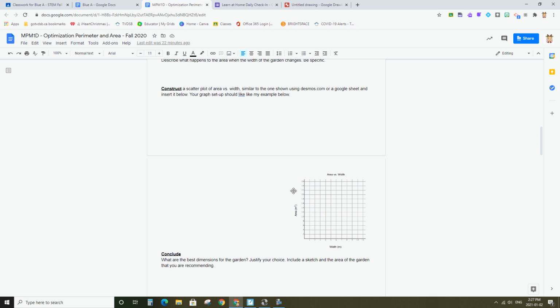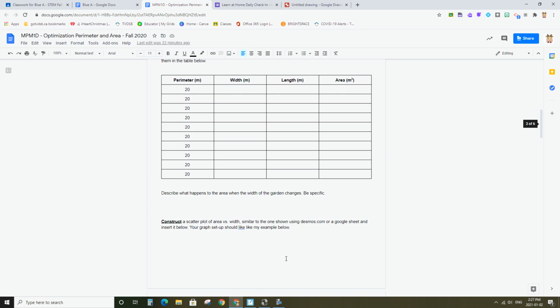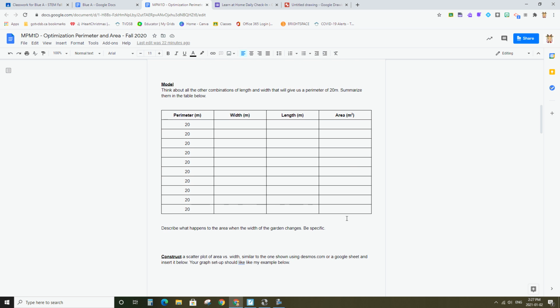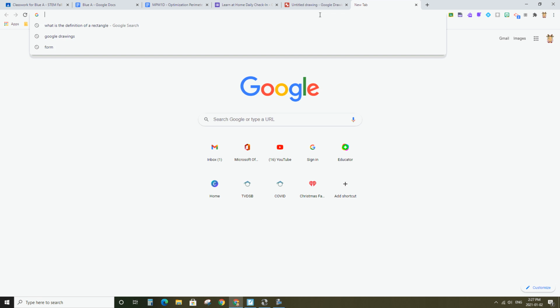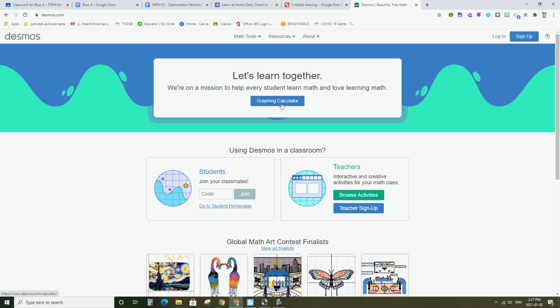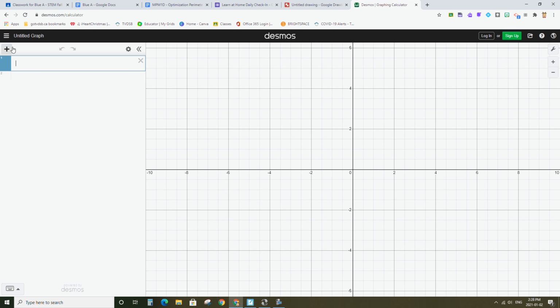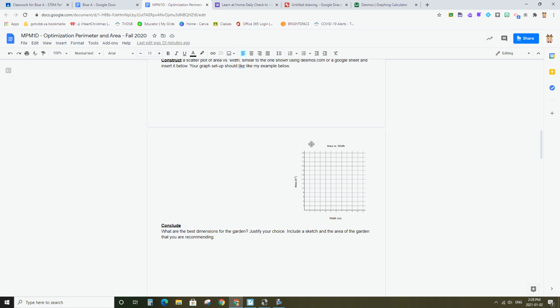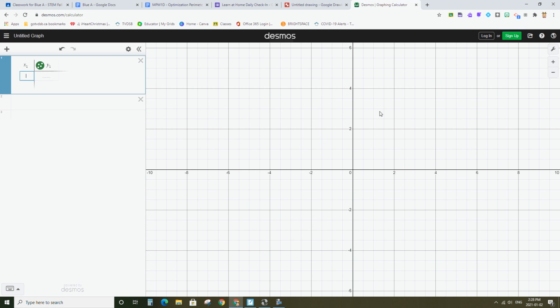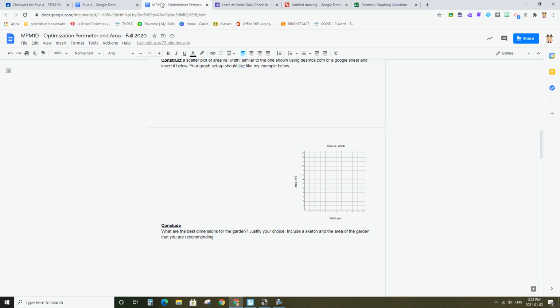And when you get to this part down here, you're going to be creating a graph. So you want to create a graph of area versus width. You're going to be graphing width versus the area, and you're going to create your graph digitally. You can use Desmos. Maybe I'll just open up Desmos to show you really quick. In Desmos, if you click the little plus and you select table, then you can enter your values for what you want on the x-axis and what you want on the y-axis. On the x-axis, we want our width values, and on our y-axis, we want our area values. So you can enter your values, it will create your graph for you, and then you can screenshot and put that into your assignment.